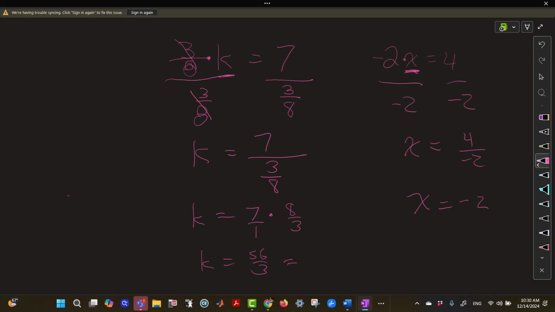And so 3 goes into 56. 3 goes into 5 one time. 5 minus 3 is 2. Bring down the 6. 3 goes into 26 8 times. 8 times 3 is 24 with 2 left over. So that's the same as 18 2/3.